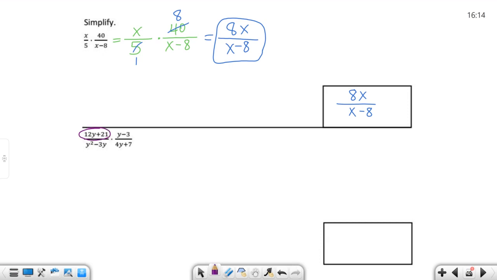I got the 12y plus 21, right? And I'm going to factor that. I got to factor this one, this one, and this one. And I got to multiply again. Right? There's that dot. So when I multiply, remember, I'm factoring everything, and then anything in the top, the numerator, can divide out with anything in the denominator because we multiply straight across.